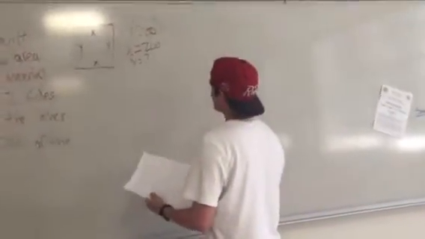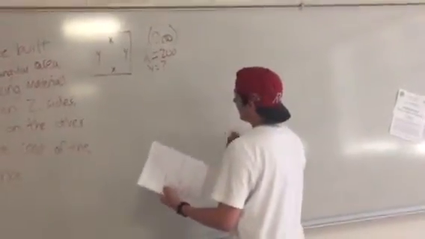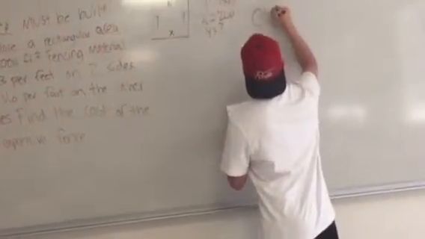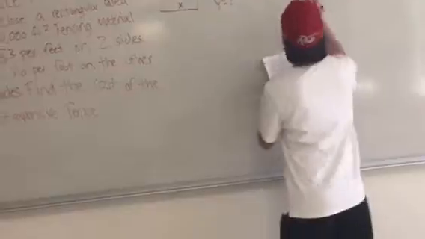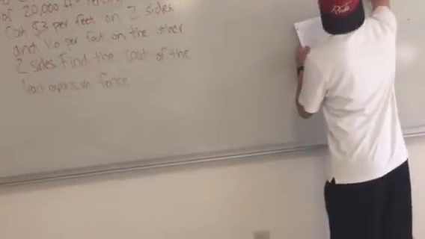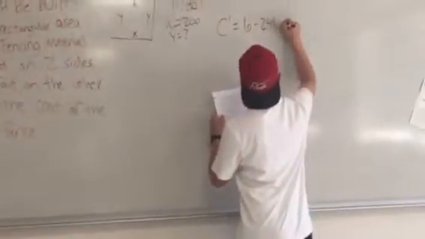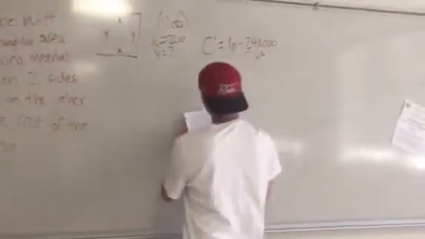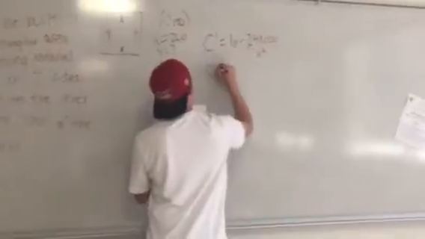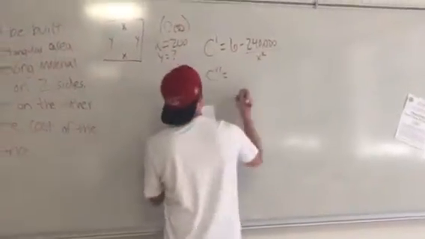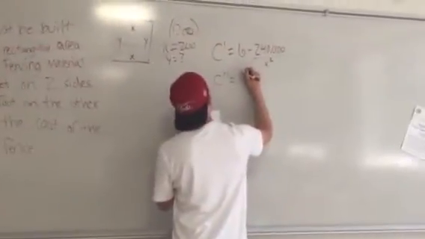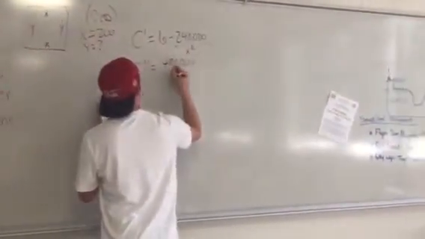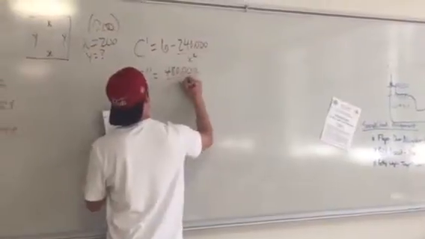So let's find the second derivative of C. If you recall, the first derivative of C is 6 minus 240,000 over x squared. To get the second derivative, we take the derivative of that and get 480,000 over x cubed.